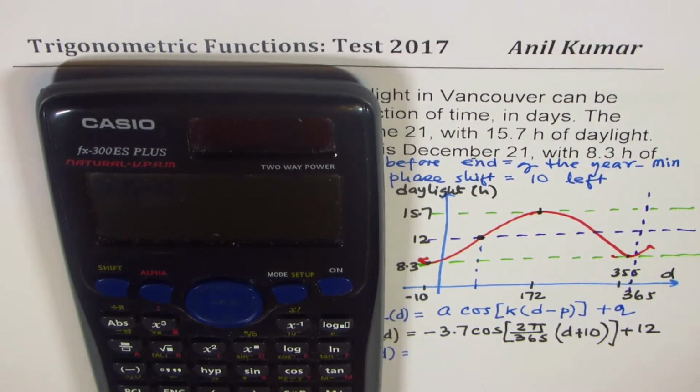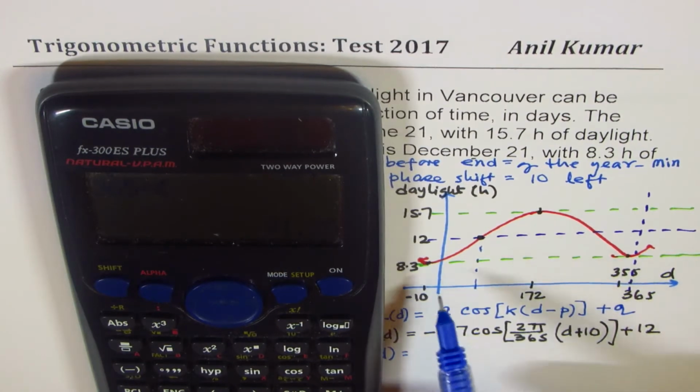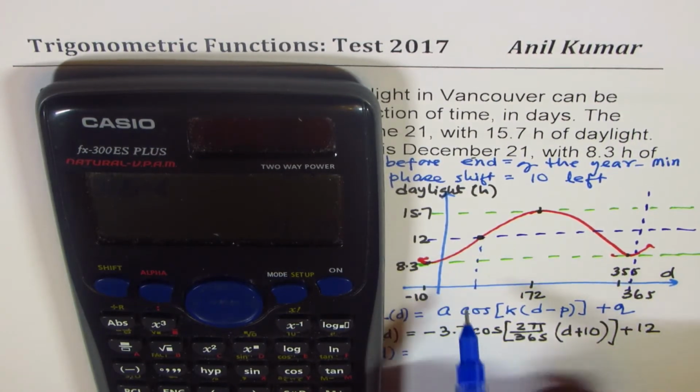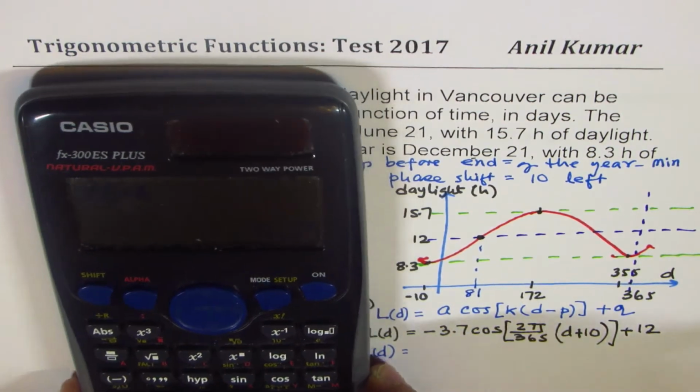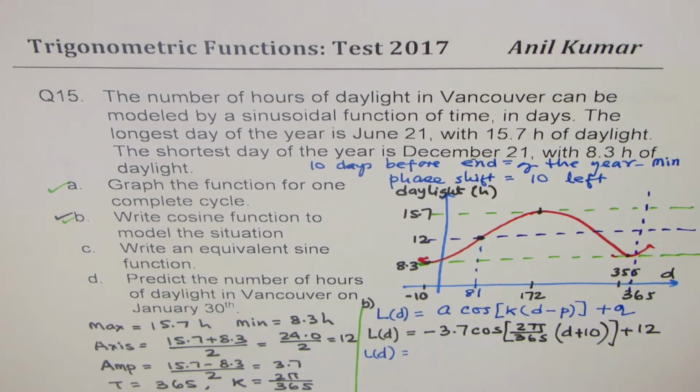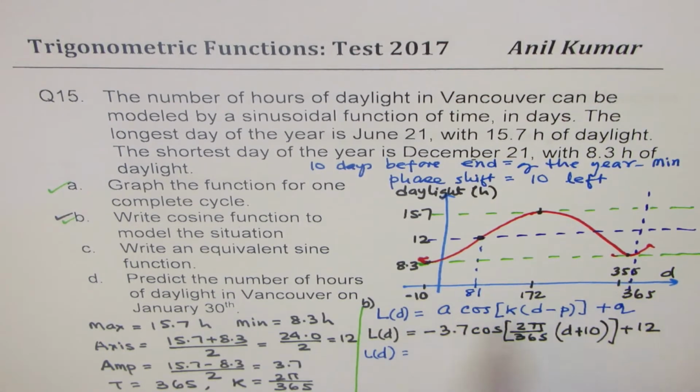365 divided by 4 in decimals is 91.25. Let's take this as 91. And since it starts here, that point is 81 away, right? So we could take this 81 away. Half of this, you can say.